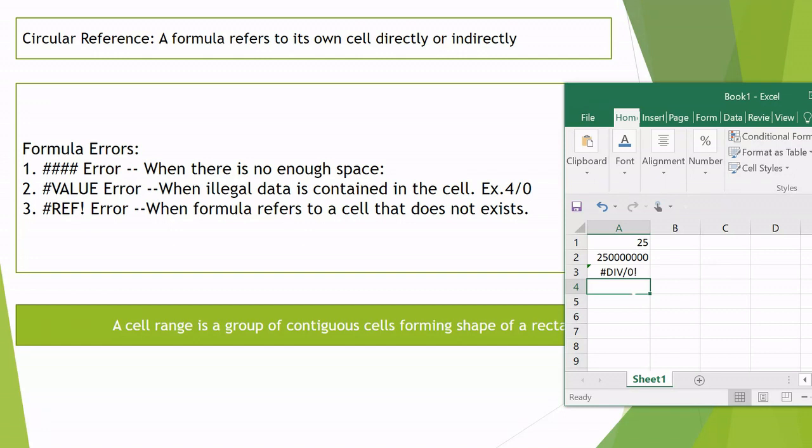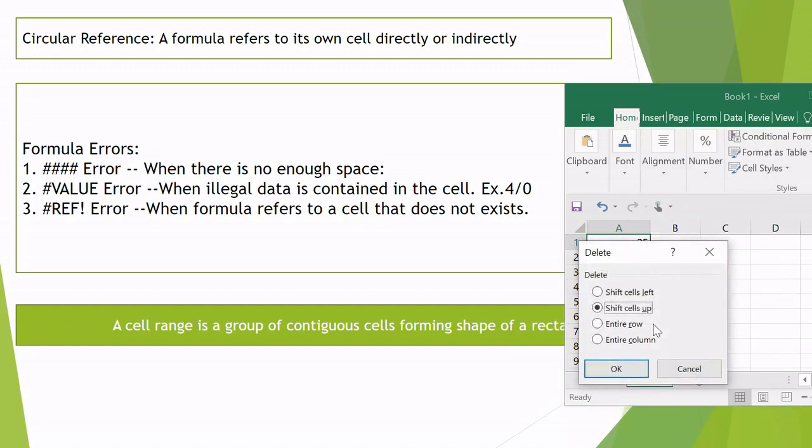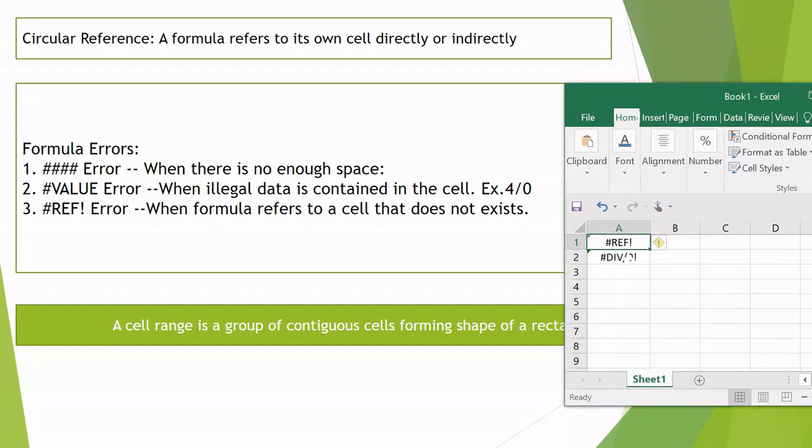Reference error. Suppose I am using 25 multiplied by this cell, and by any means I delete this cell. My cell is deleted, so it is not finding the reference A1. It needed to be multiplied with a number and A1 is not found. The earlier A1 is not found, so it is giving me a reference error over here. I had referred to A1, it cannot find it.